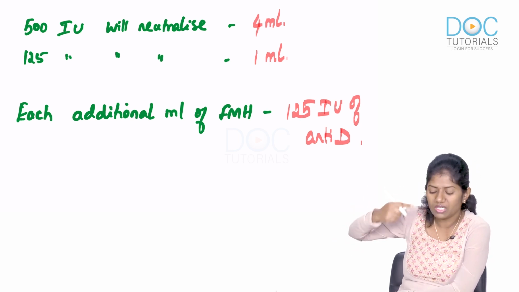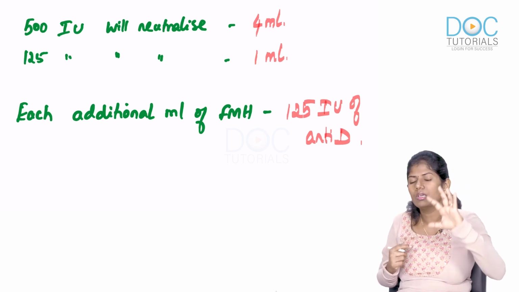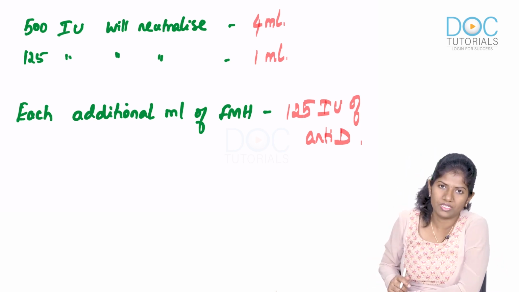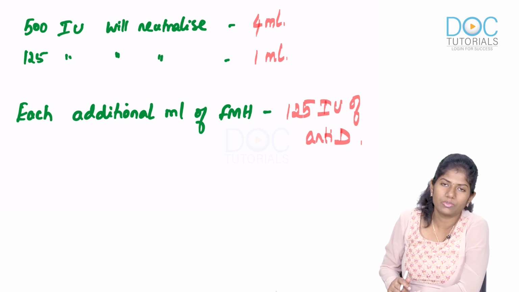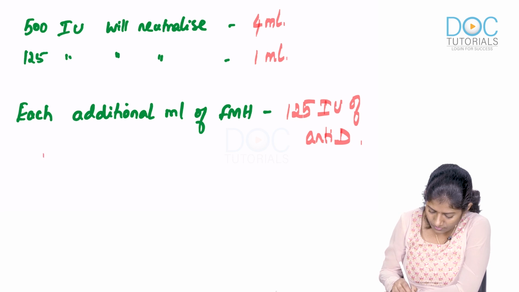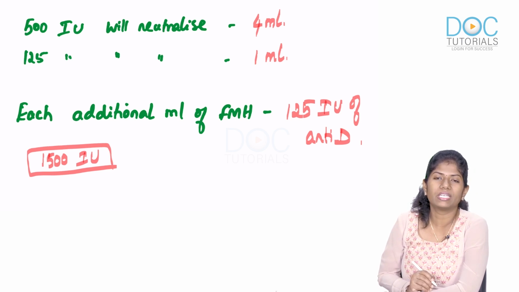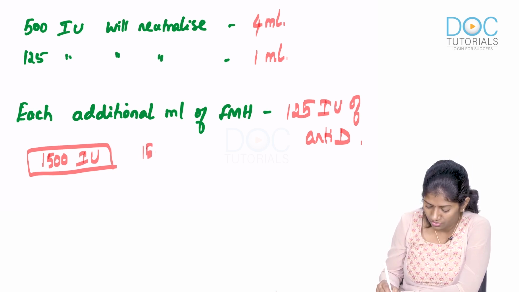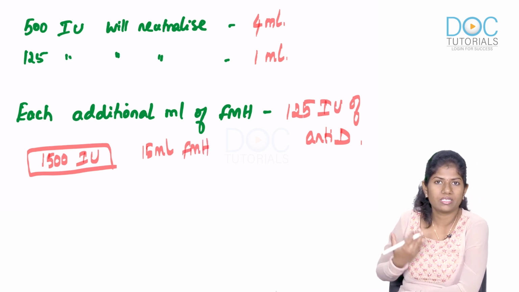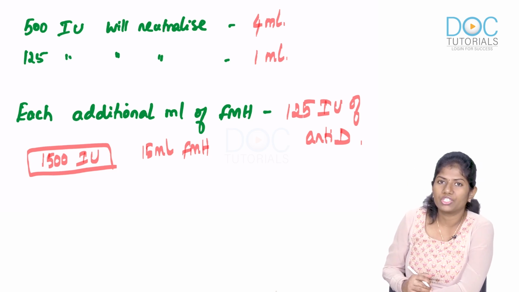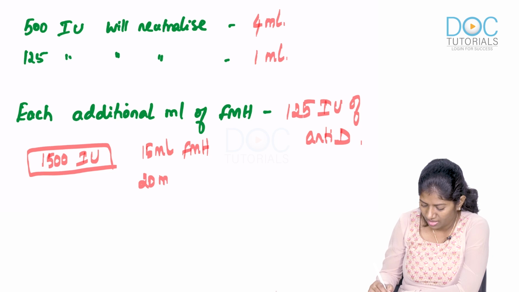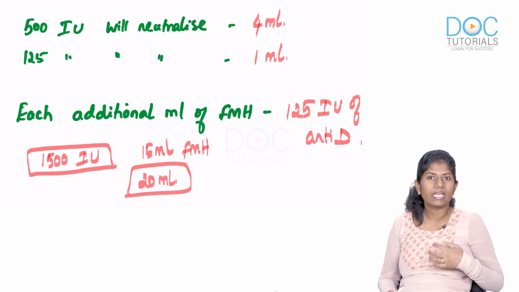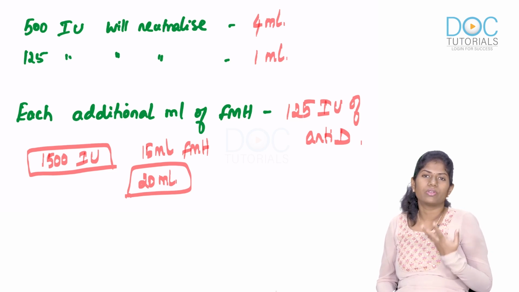So for every additional 1 ml of fetal-maternal hemorrhage, say for example, you are treating a patient, you are the consultant obstetrician, and as soon as the patient delivered, you have given 1500 international units, which is the standard dose, thinking that it will neutralize 15 ml of fetal-maternal hemorrhage. But simultaneously you asked for a Kleihauer-Betke test, which shows the total quantity of fetal-maternal hemorrhage is 20 ml.